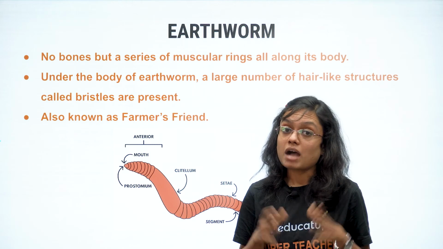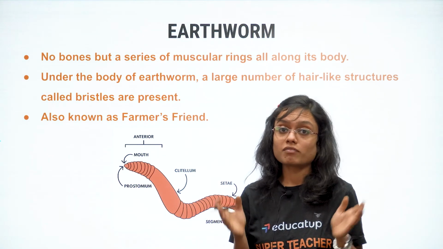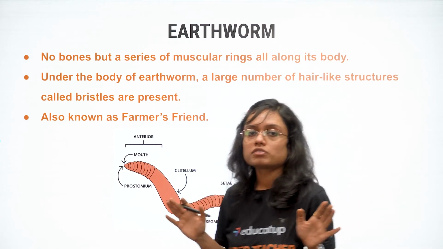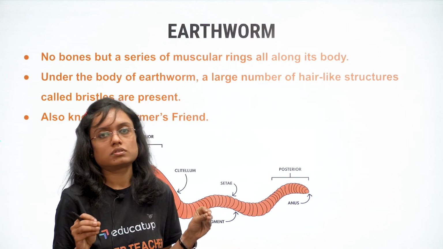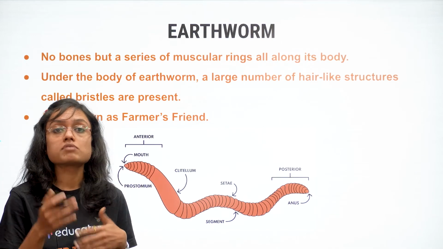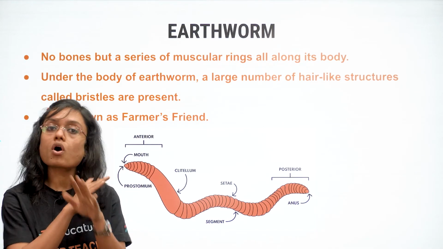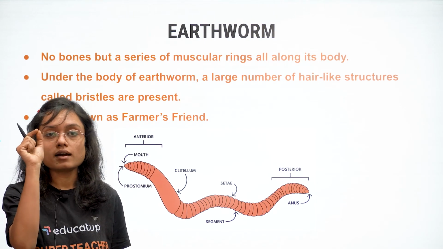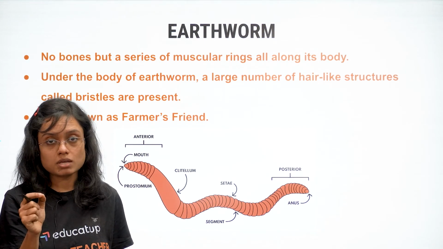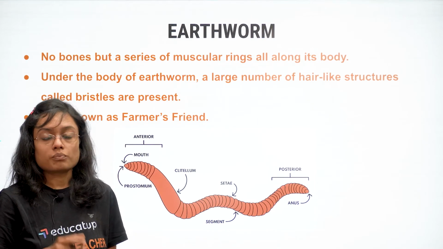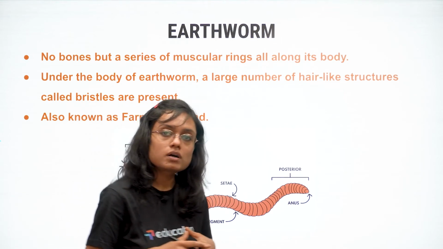Then the earthworm, the farmer's friend. You all know that the earthworm is the farmer's friend. No bones are present in the body of the earthworm, not even a single bone. It is a boneless organism, you can say. But a lot of muscular rings, a lot of muscles, are present all along the body. Under the body of the earthworm, there are very many small hair-like structures called bristles. Now, bristles actually help the earthworm to move.